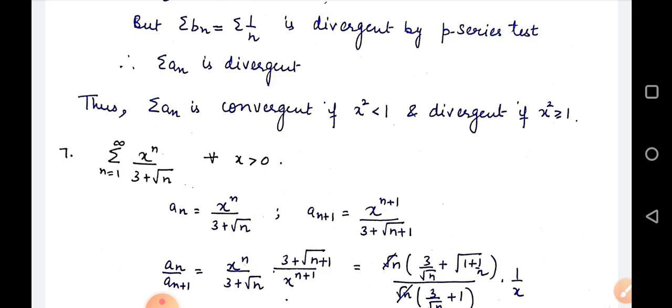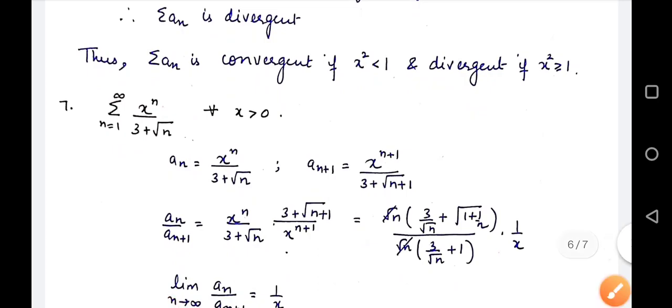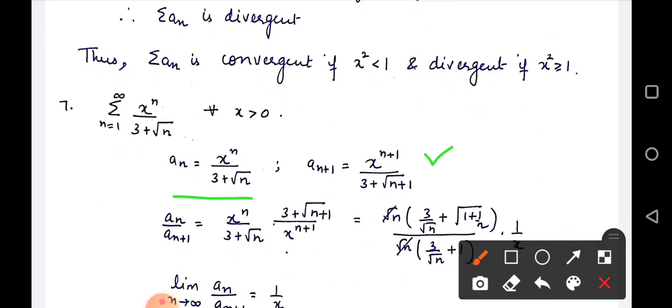Replacing n with n plus 1 in nth term, you have x to the power n plus 1, 3 plus under the root n plus 1. So now take ratio an upon an plus 1. So you have x to the power n cancel हो जाएगा.